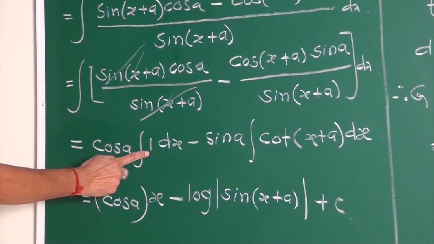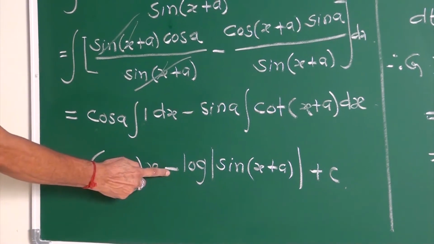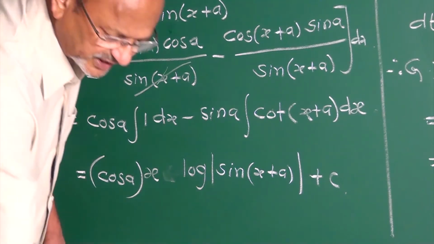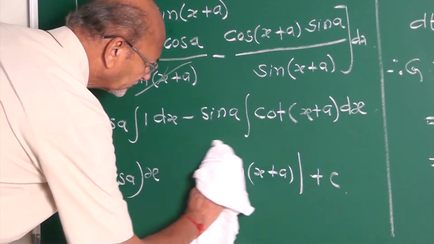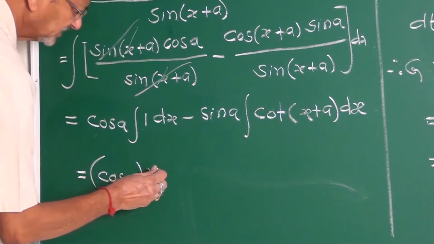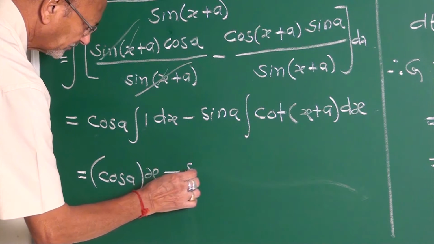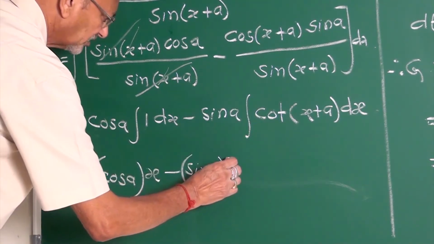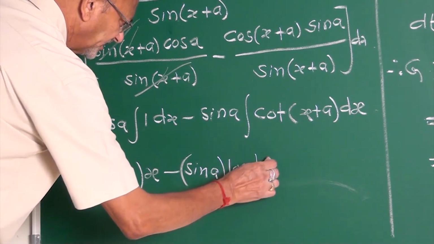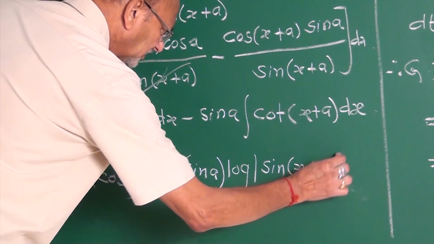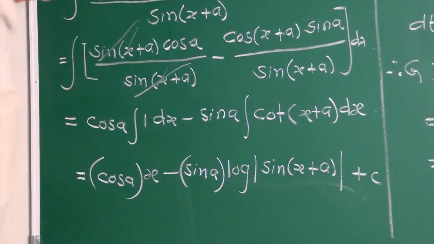Now cos a into the integral of 1 is x, minus sin a into the integral of cot. What is the integral of cot? Log sin x plus a, plus c. I hope understood.